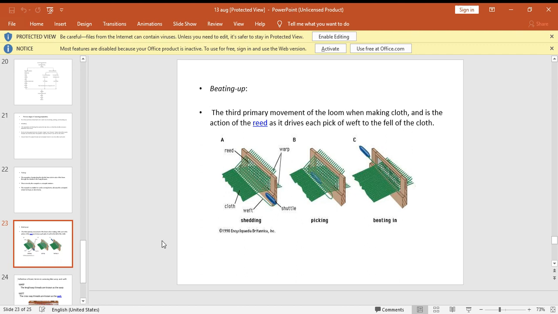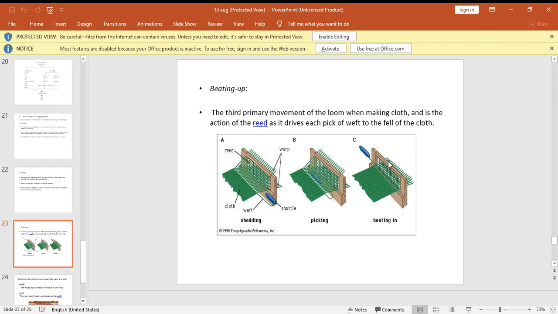And you can see the diagram. This is reed, this is warp, this is a shuttle, this is weft, and this is cloth. These are the parallel lines, also called warp. This is weft. Weft is going to come from the shuttle, and this is a reed. It is going to make separation, and this is cloth. This is shedding. This is picking. Picking is insertion of weft yarn through the shuttle.